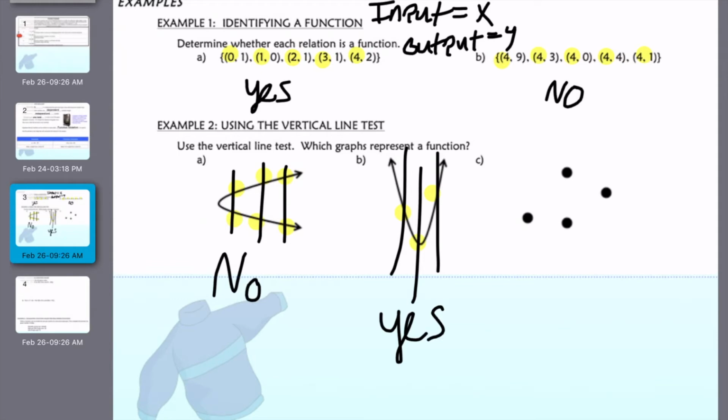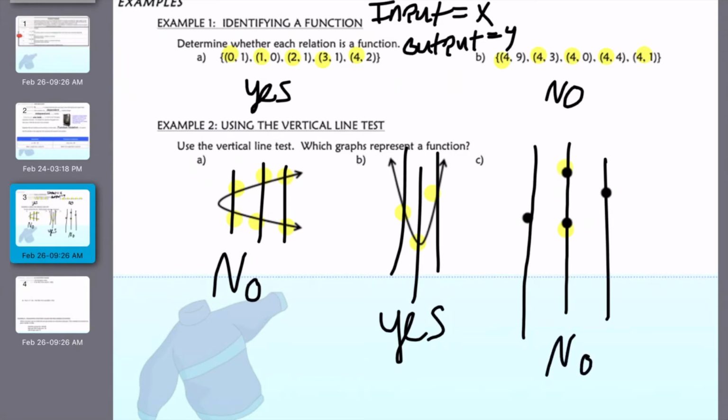C is going to be a little different because it looks like it's a function if I draw a line right there or right there. But if I were to draw a line right here in the center, I see that it's going to intersect in 2 spots, making it not a function. So it is important to make sure that we try to do several lines for our vertical line test. Let's move on to some other questions.